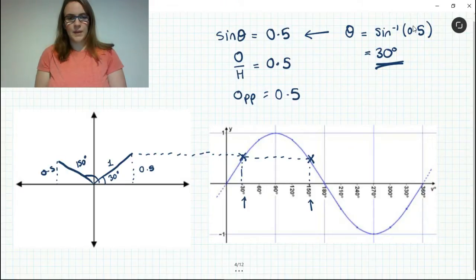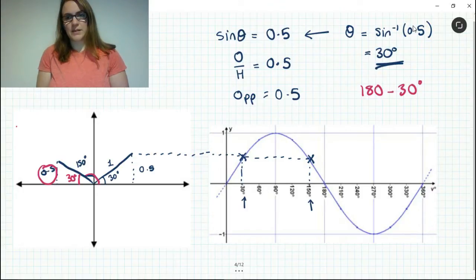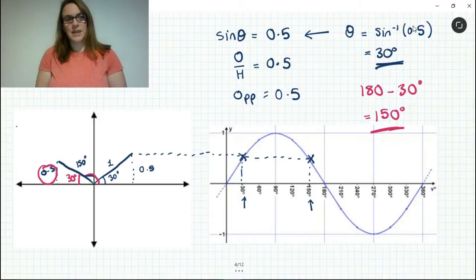Now, if you look at the symmetry of our diagram, for our opposite to be 0.5 long over here, it must be the same triangle, which means that this angle must be 30 degrees. That means that we know the remainder of this angle, because it's on a straight line, must be equal to 180 minus 30 degrees. So our other angle is going to be 150 degrees. And that will always work with sine because of the symmetry of how our diagram is working. You can always find the second angle by doing 180 degrees, take away the angle that your calculator gives you.